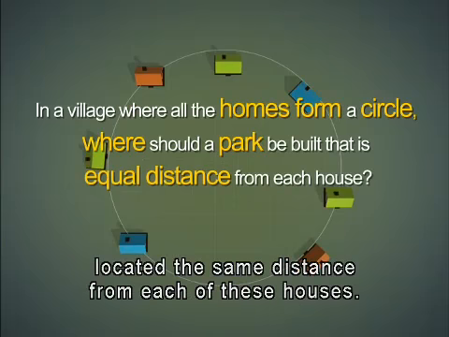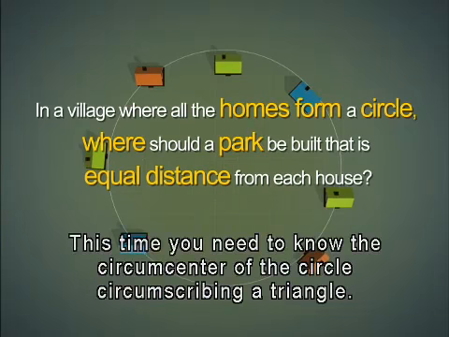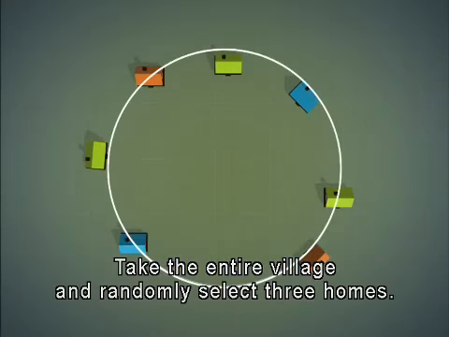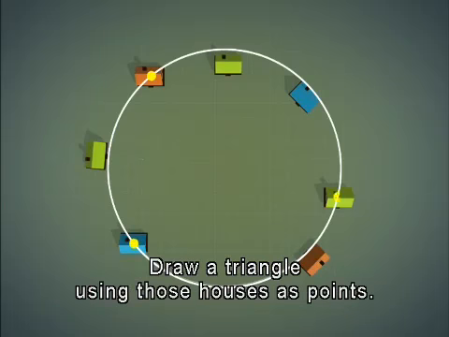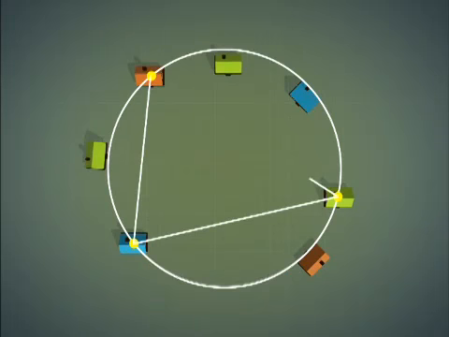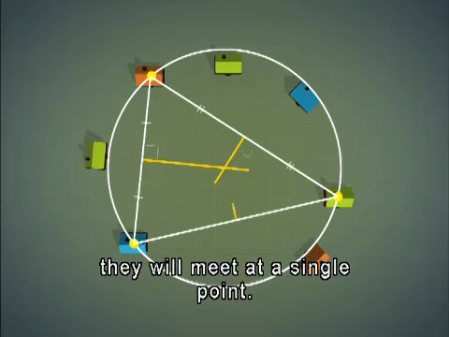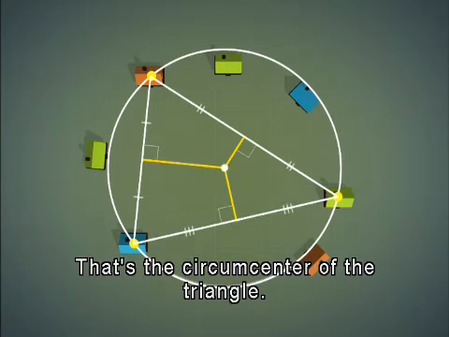Now let's make a park located the same distance from each of these houses. This time you need to know the circumcenter of the circle circumscribing a triangle. Take the entire village and randomly select 3 homes. Draw a triangle using those houses as points. If we draw a perpendicular line from each side, they will meet at a single point. That's the circumcenter of the triangle.